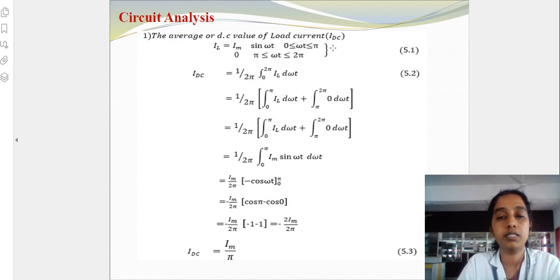Coming on to the circuit analysis. Consider load current IL is maximum current Im into sin omega t for the time period omega t 0 to pi. And when omega t value is greater than or equal to pi and less than or equal to 2 pi, my value will be 0.